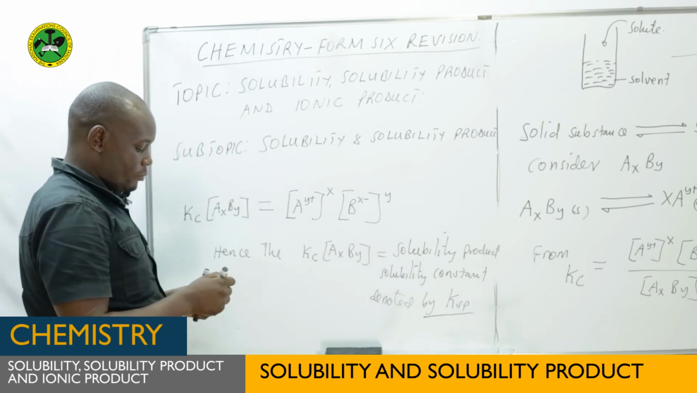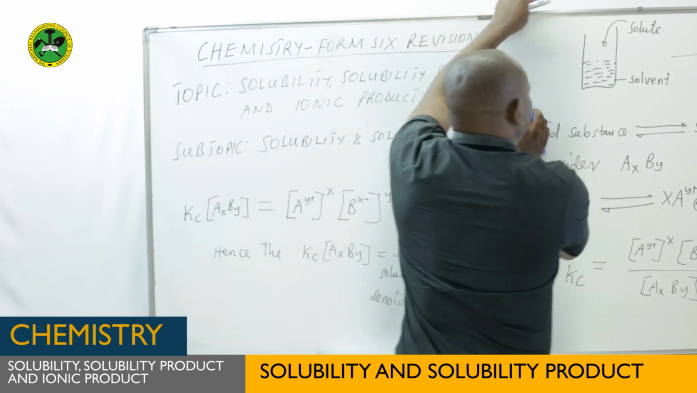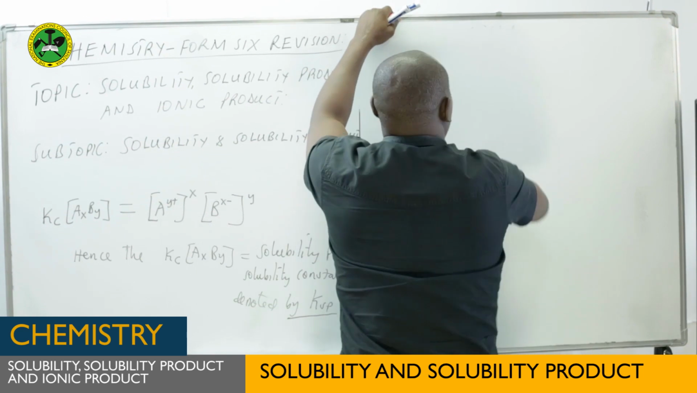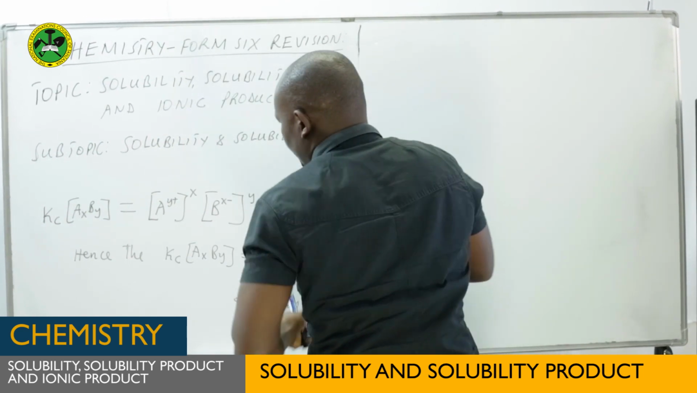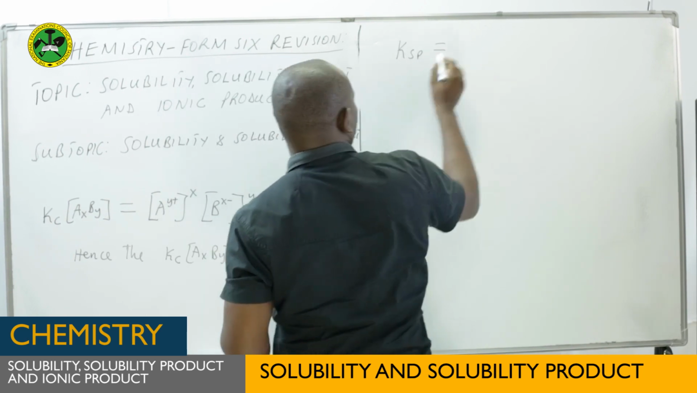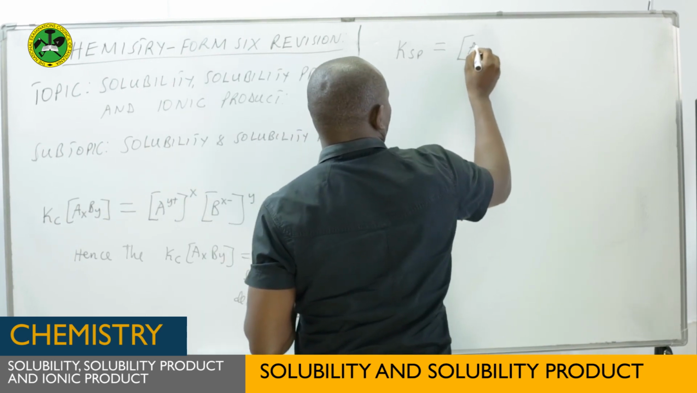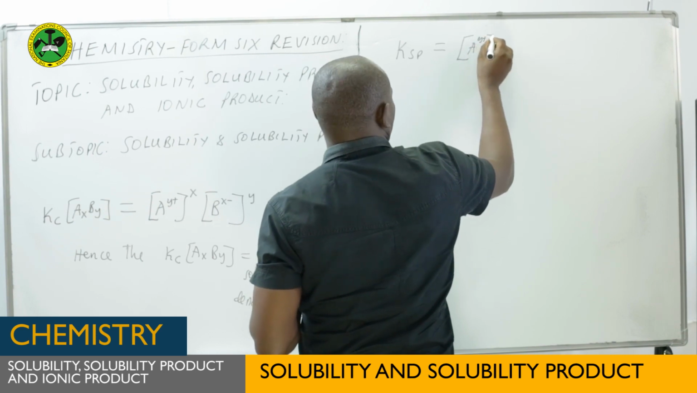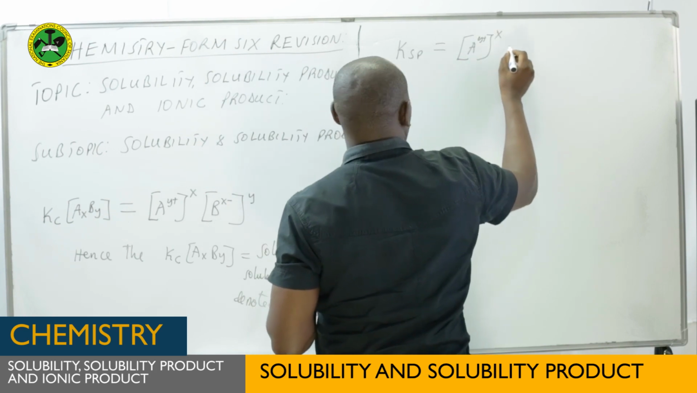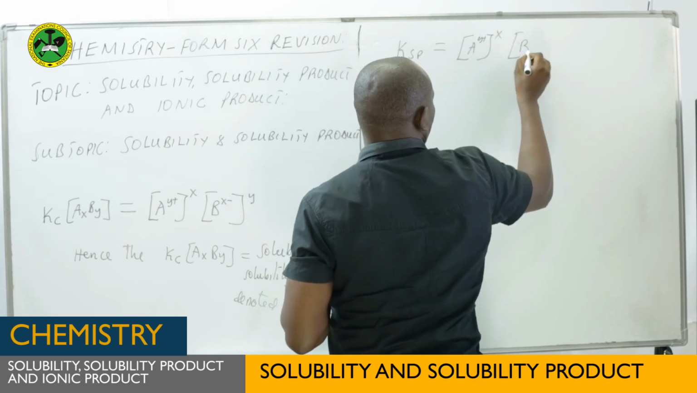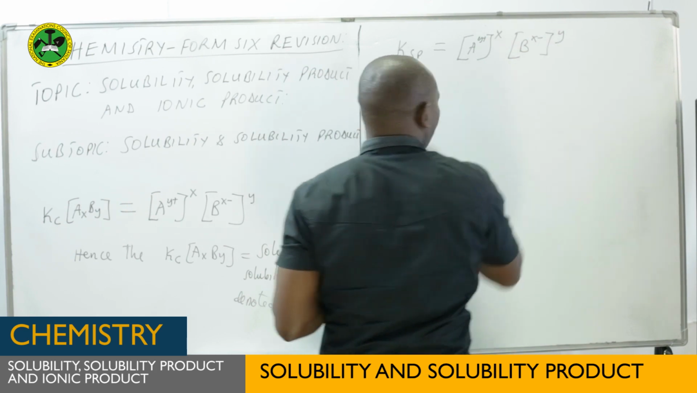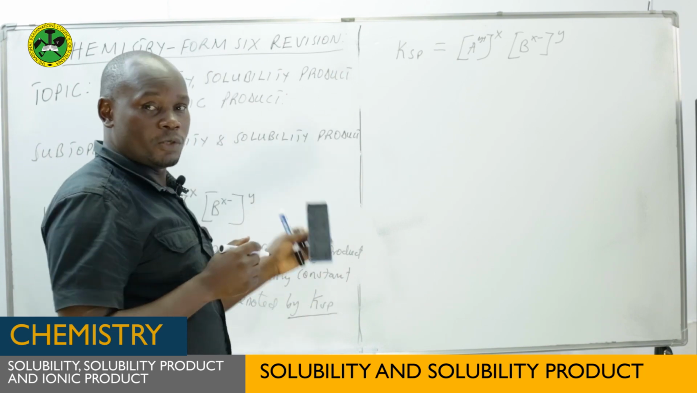From that equation, it means that the KSP of our equation will be equal to the concentration of A raised to power Y, then raised to power X, times the concentration of B negative X raised to power Y. So that is our solubility constant or product.